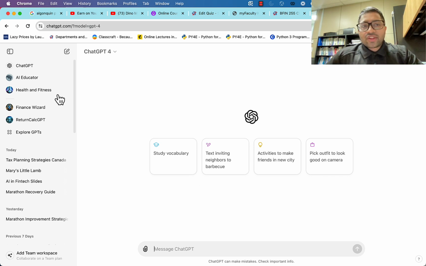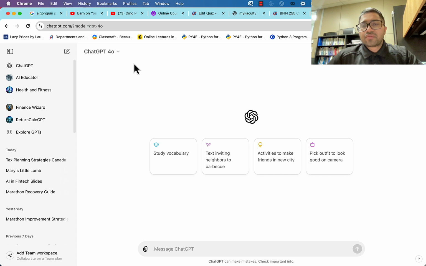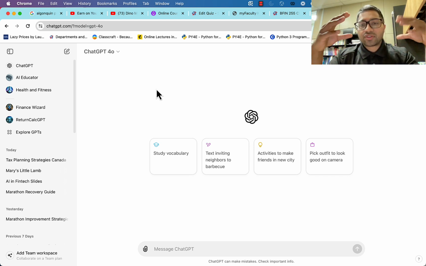Now when you install ChatGPT at your end, I have the premium version, so your version might not be the same as mine. When you install ChatGPT, you will see something like this. GPT-4o, which is the newest model, GPT-4, an advanced model for complex tasks, and GPT-3.5, great for everyday tasks. I'm going to use ChatGPT 4o. This is the interface that we are going to use throughout this course.